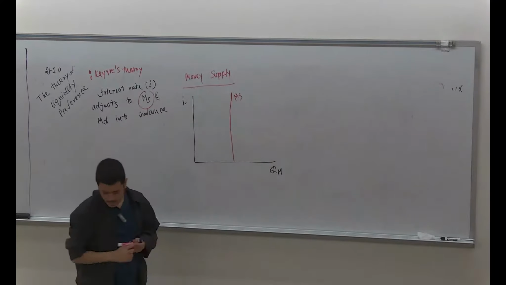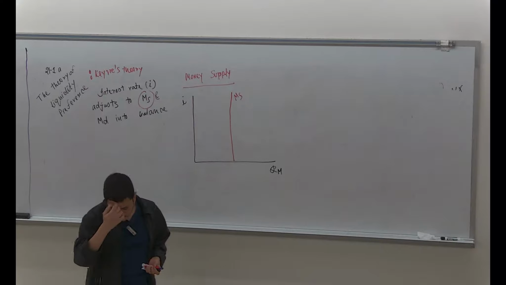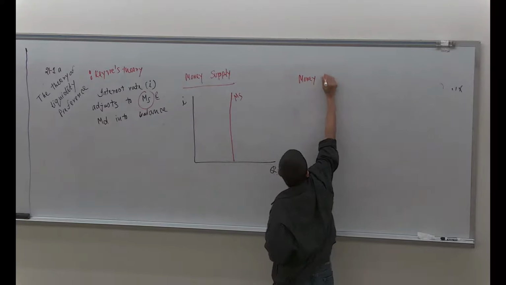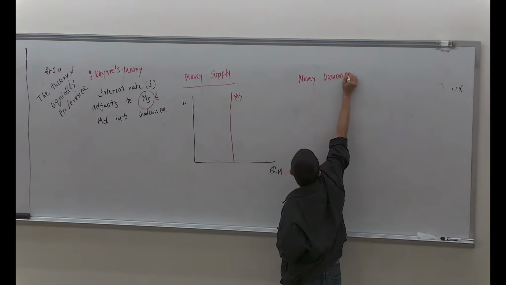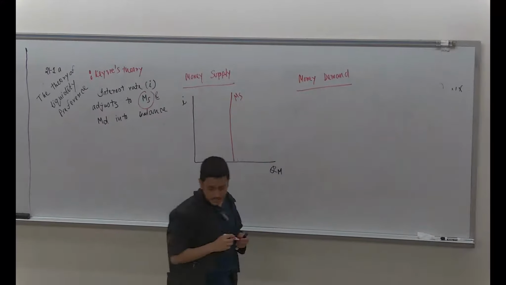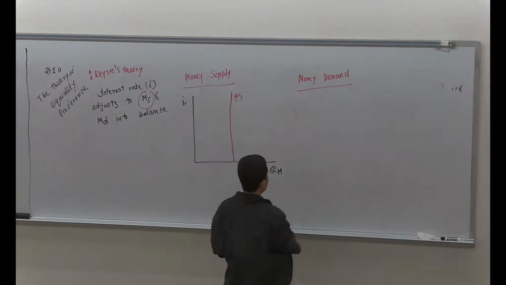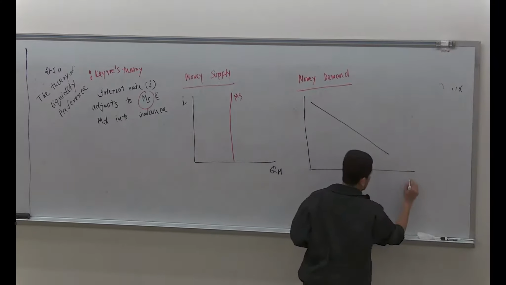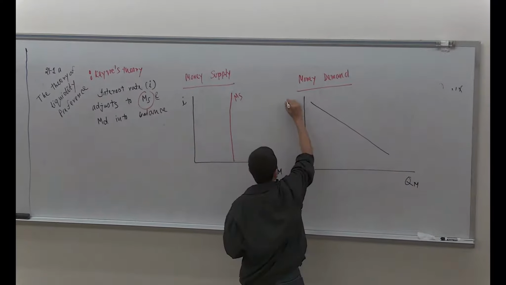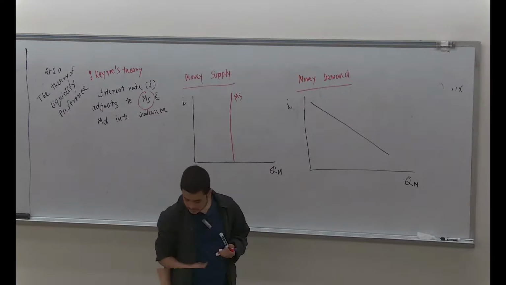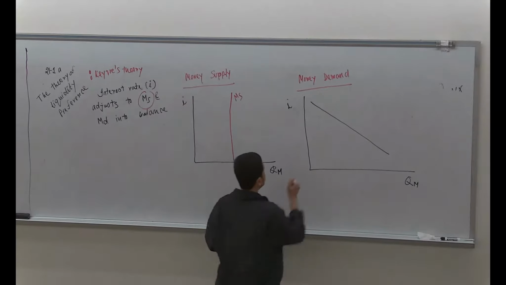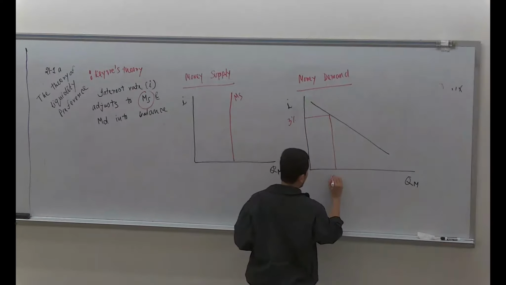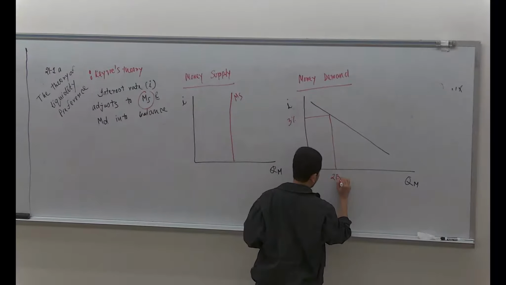Okay. Now let's talk about money demand. This is interesting, because there is an inverse relationship between money demand and the interest rate. Let me draw the diagram here. This is the quantity of money. This is the interest rate. Let's say the interest rate is maybe 3%. Then people want to hold $2 billion of money.